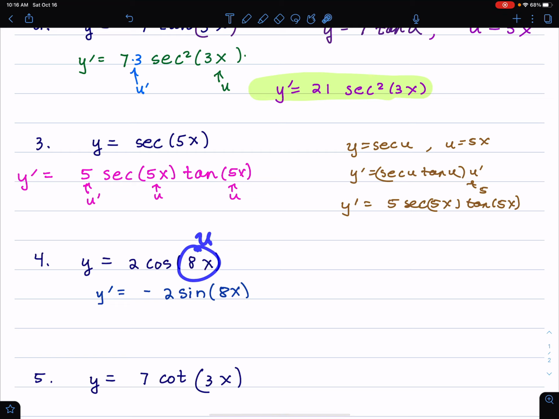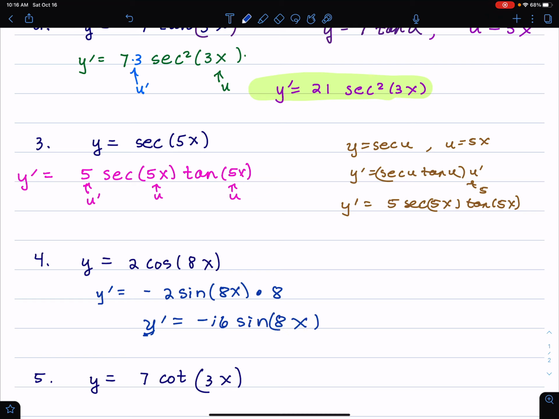That's u. We need to multiply by u prime. What's the derivative of 8x? 8. Because I have the parentheses there, it doesn't. Okay, look, we never multiply this 8 times the 8x. Don't do that, because that 8x is sort of locked inside there. So y prime is equal to negative 2 times 8, which is negative 16 sine 8x.